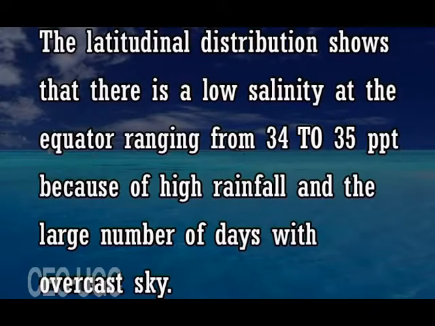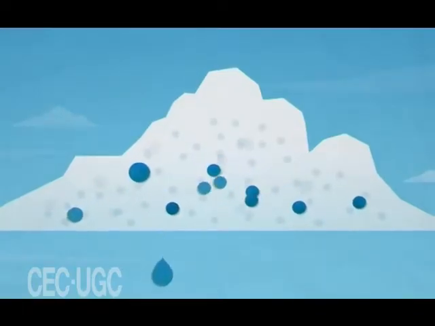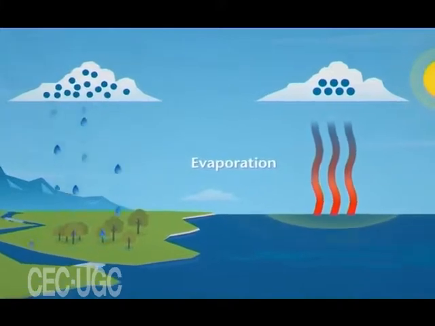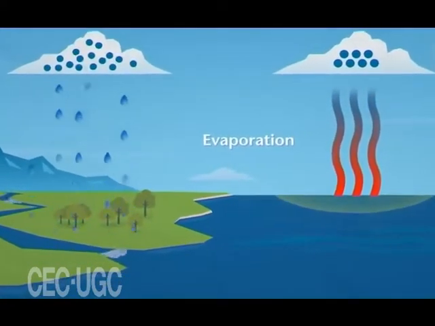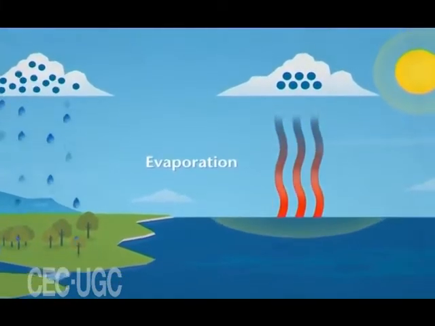The latitudinal distribution shows that there is a low salinity at the equator, ranging from 34 to 35 parts per thousand, because of high rainfall and the large number of days with overcast sky. The regions between 20 to 40 degrees north and 10 to 30 degrees south are regions of high salinity due to a large number of cloudless days, which increase heat and promote evaporation.